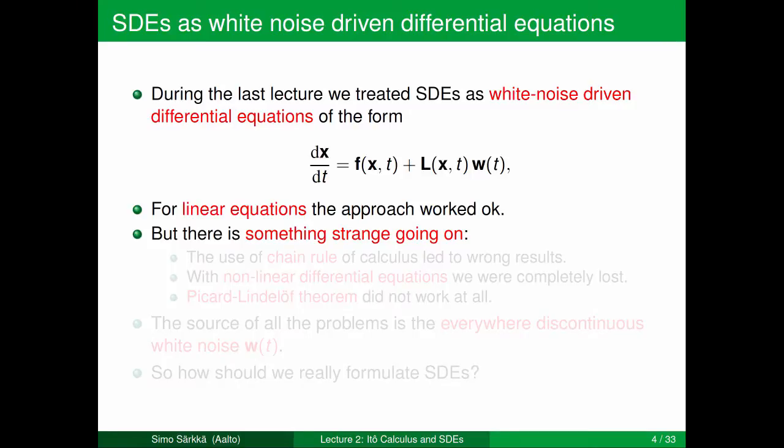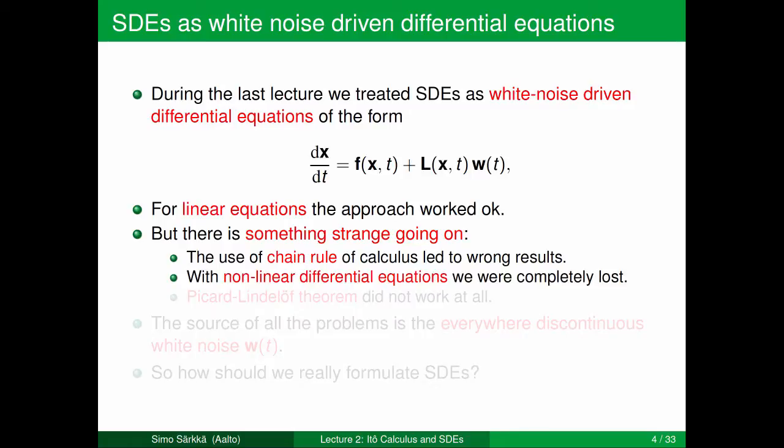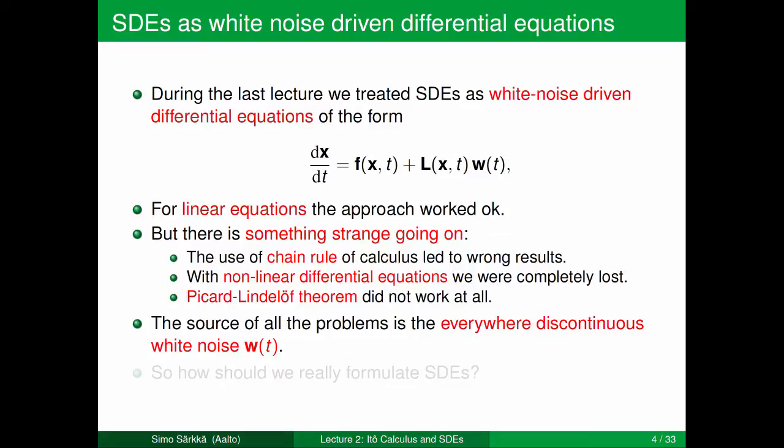For that reason, there was something strange going on, as we saw. For some reason, the use of the chain rule of ordinary calculus led to wrong results in deriving the covariance equation even for linear SDEs. But with nonlinear differential equations, we didn't have anything to start with, even to make sure that we don't do anything completely wrong. And the existence theory had some problems because the Picard-Lindelöf theorem assumptions were not met, because the white noise was discontinuous everywhere. Actually, the source of all of these problems is the everywhere discontinuity of the white noise.